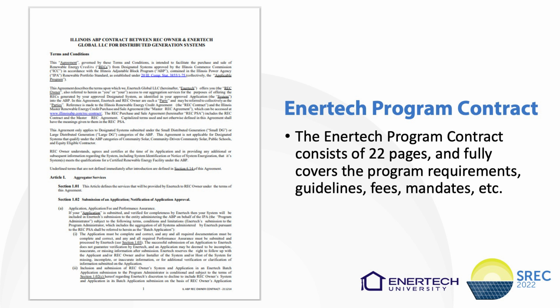The Enertech program contract consists of 22 pages and fully covers the program requirements, guidelines, fees, mandates, etc. It is important that the customer fully reads through these guidelines, as it is imperative that they do not go into default with the program, ensuring that they are able to maintain the project through the full 15-year term of the contract.